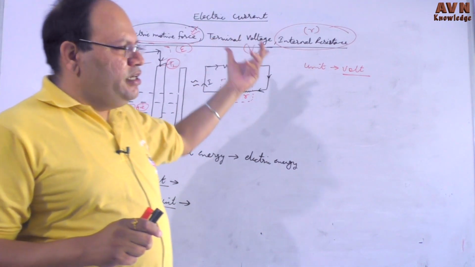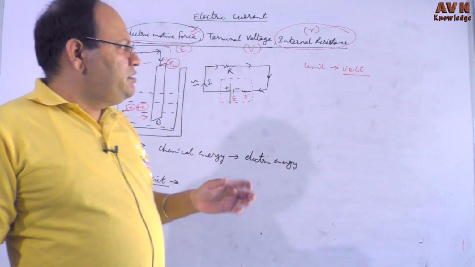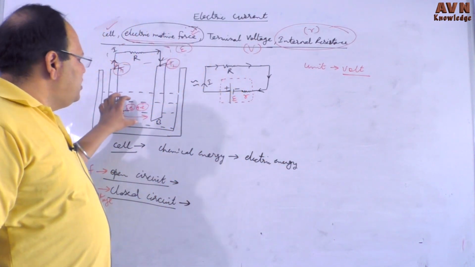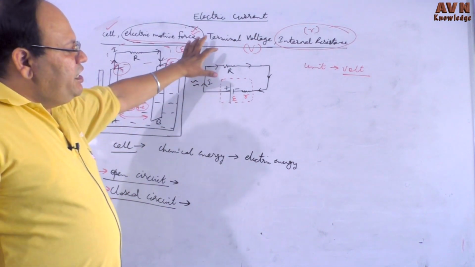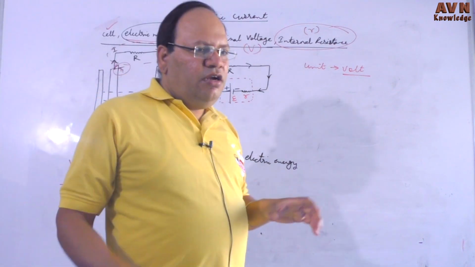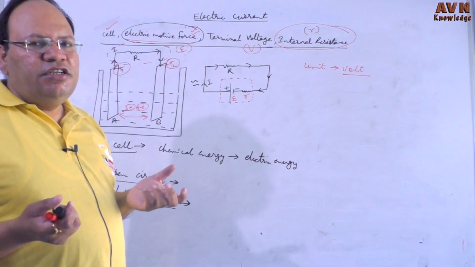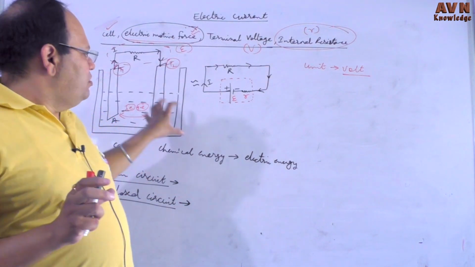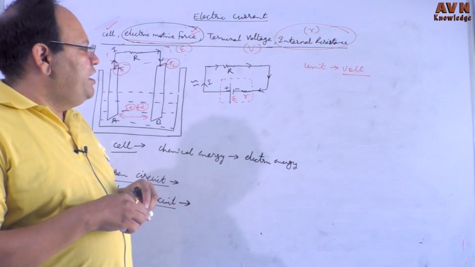The unit is the same, that is the ohm. The dimension is the same for the resistance. So what is the difference between internal resistance and external resistance? External resistance is used in a conductor in the outside circuit, and internal resistance is generally the internal resistance of the cell.